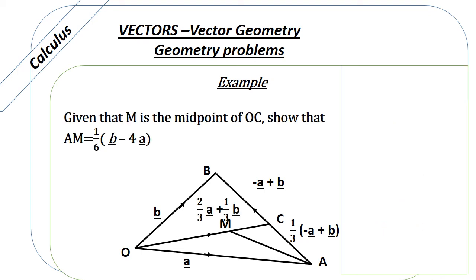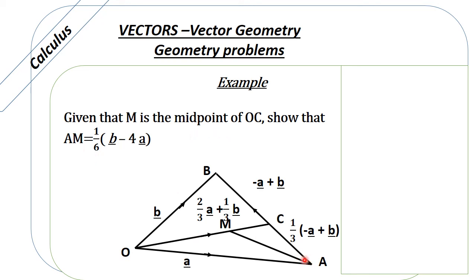So the question continues. Given that M is the midpoint of OC, show that AM is equal to this. So given that M is the midpoint of OC, midpoint means it's in between O and C. That means that from O to M is half of O to C. They have said show that AM, so they want us to find AM.